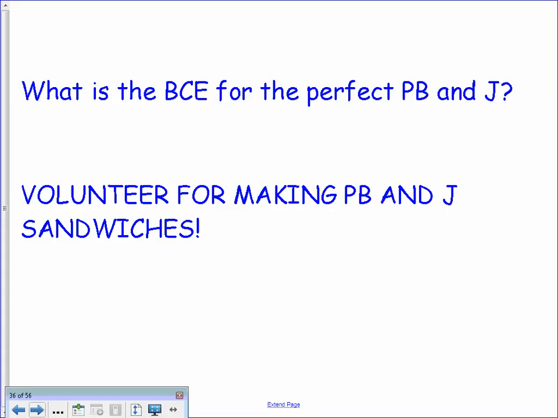So you can now see what the limiting reagent does to a reaction. What does it do? It stops the process and it limits the amount of product made. Okay, thank you, sandwich maker.